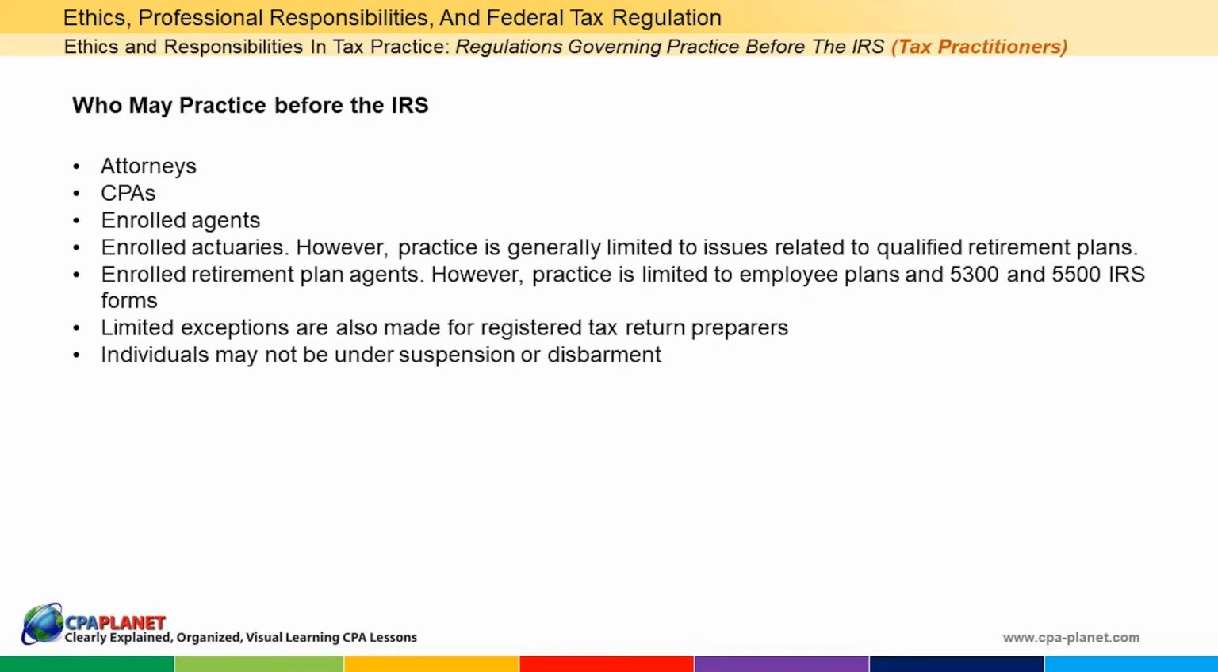Attorneys, CPAs, enrolled agents, enrolled actuaries with a limited scope. Their practice is generally limited to issues related to qualified retirement plans. Enrolled retirement plan agents. Their scope is also limited. Practice limited to employee plans in 5300, 5500 IRS forms. Okay, registered tax return preparers, possibly, with limited exceptions. And none of these individuals can be under suspension or under disbarment.